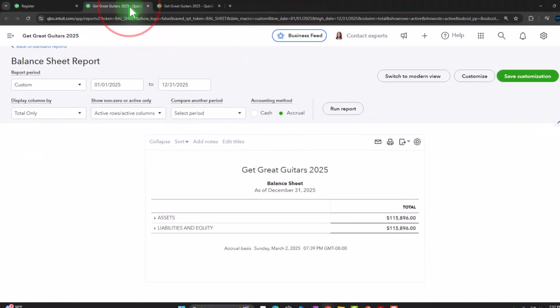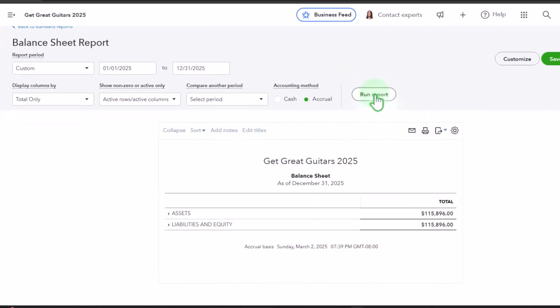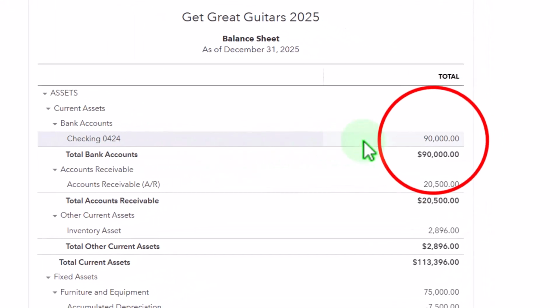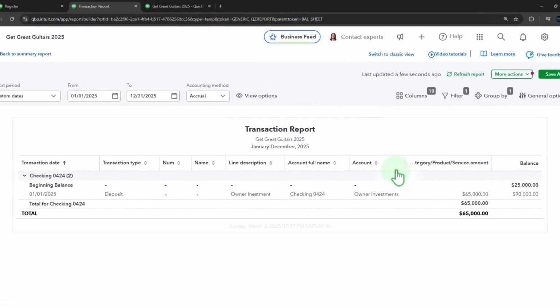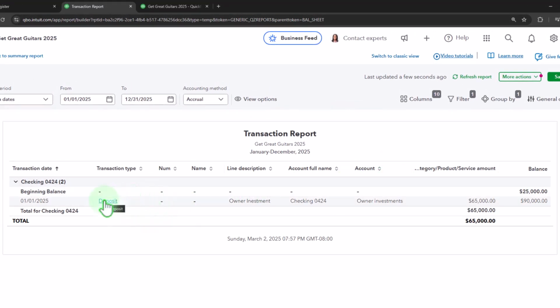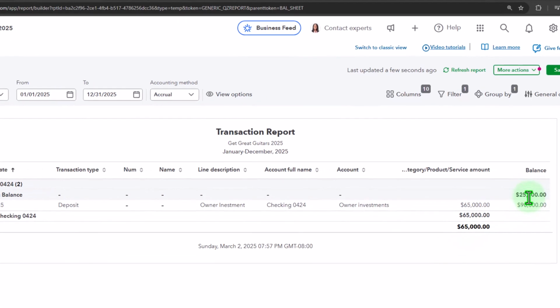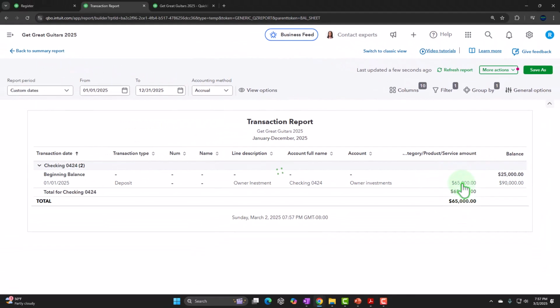Go into the balance sheet, run it to refresh it. And in the checking account, let's go into that checking account, checking out the checking. And within here, we have our deposit. Okay, that's right. There it is. Here's the beginning balance, and there's the deposit.